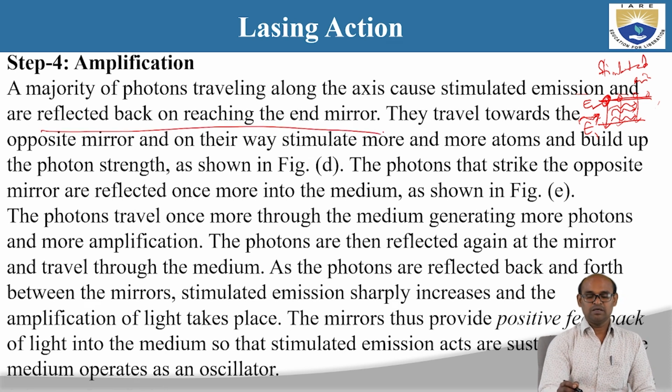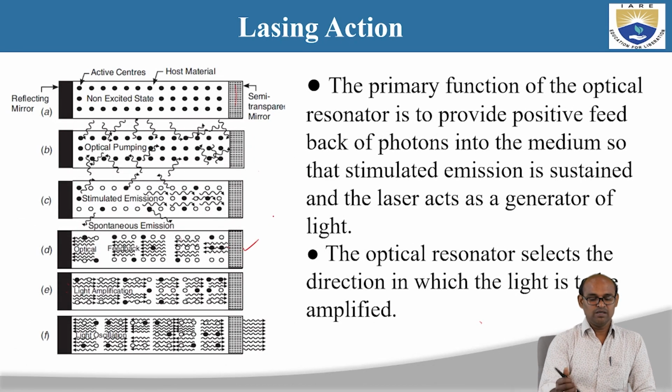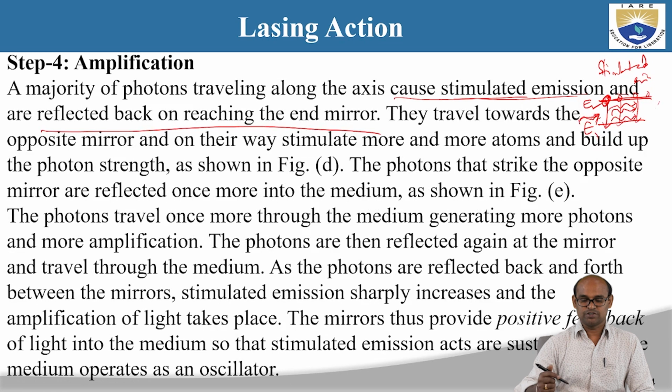As the photons are emitted through spontaneous emission, they cause stimulated emission, and they are reflected back on reaching the end mirror. They travel towards the opposite mirror and on their way stimulate more and more atoms and build up the photon strength, as shown in figure D. You will see there are more photons emitted, and all these photons are coherent because they are emitted in stimulated emission. The photons that strike the opposite mirror are reflected back into the medium, as shown in figure E. The photons travel once more through the medium, generating more photons and more amplification.